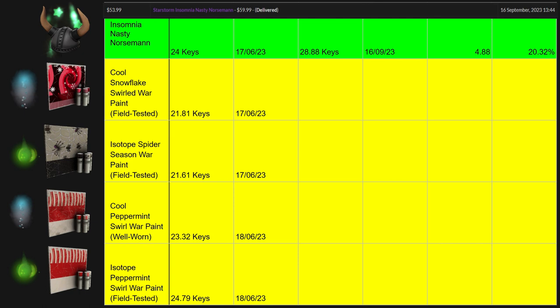Cool Peppermint Swirl War Paint Well Worn. Okay looking paint, got it for cheap, I may have to lower the price for a sale. Isotope Peppermint Swirl War Paint Field Tested. Good looking war paint for a cheap price. I may have to lower the price for a sale on this as well.